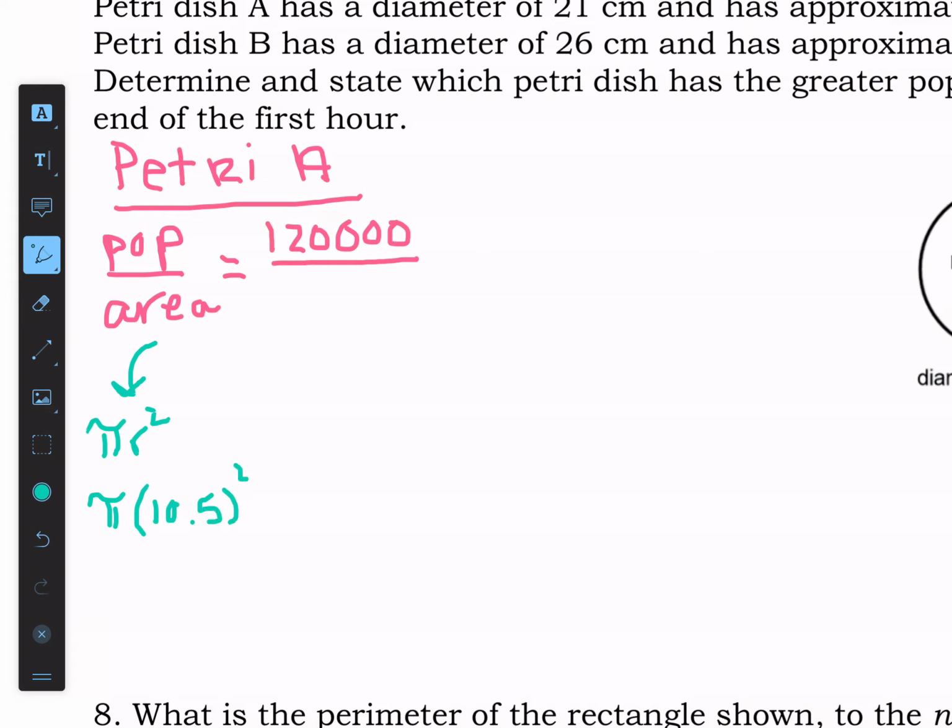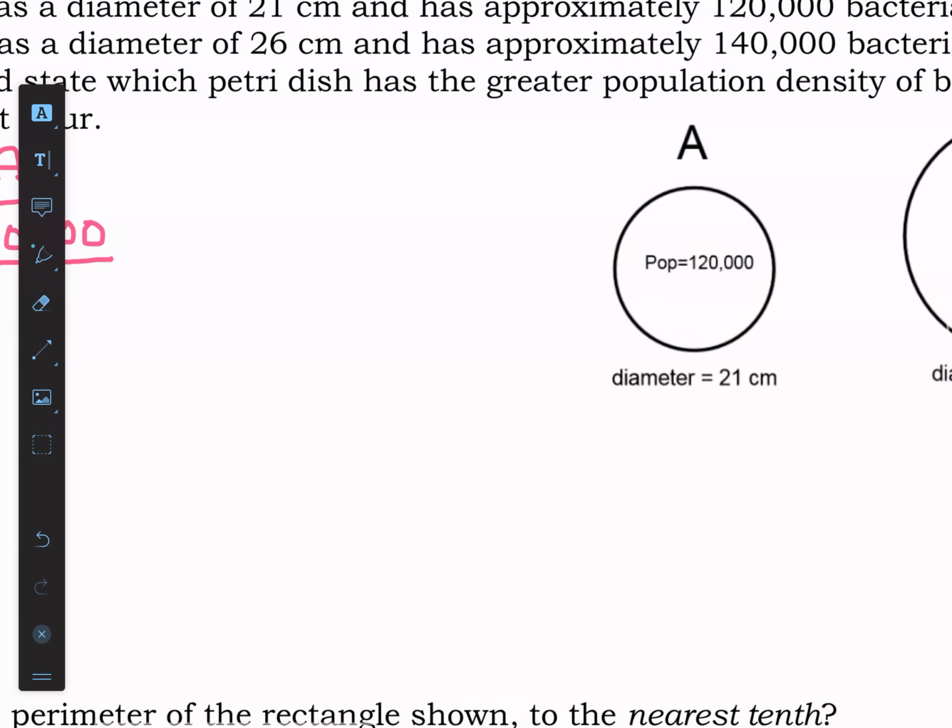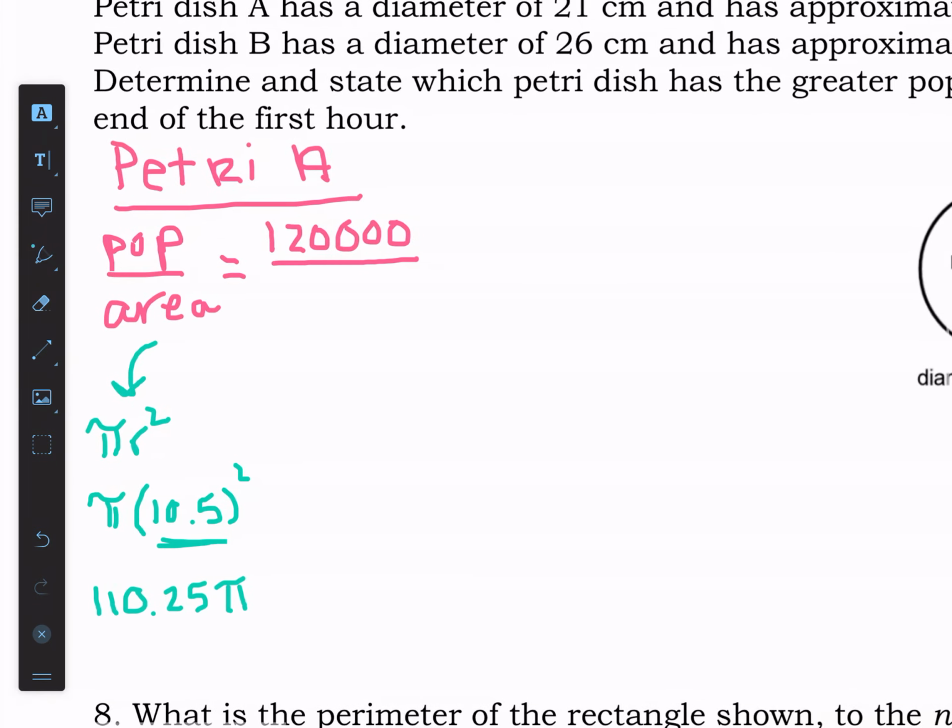And I just would want you right now to type in the 10.5 squared in your calculator. You would get 110.25 and then just tack on the pi. Okay? So the area of petri dish A, this guy over here, is 110.25 pi. So that's going to be in the denominator here.